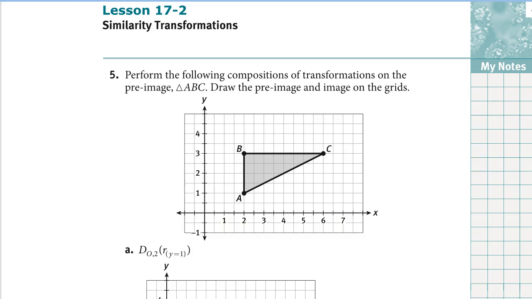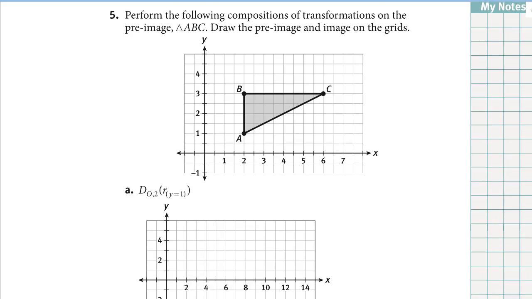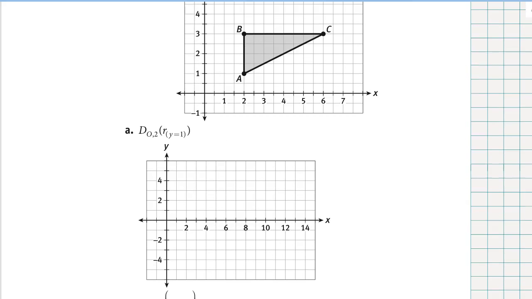Next, let's try several practice problems. Number 5, perform the following compositions of transformations on the pre-image triangle ABC. Draw the pre-image and image on the grids. So we're going to start by drawing that triangle on the grid here for question A. I'll pause the video to give you time to do that.